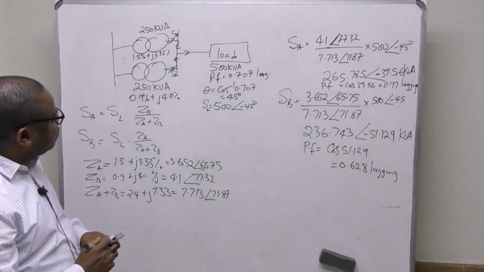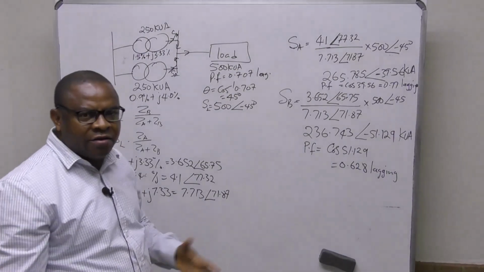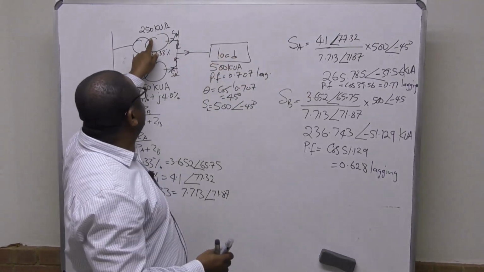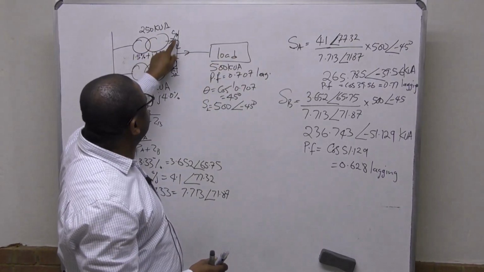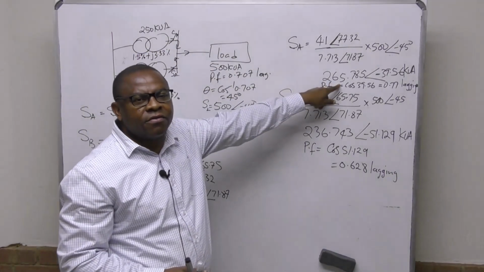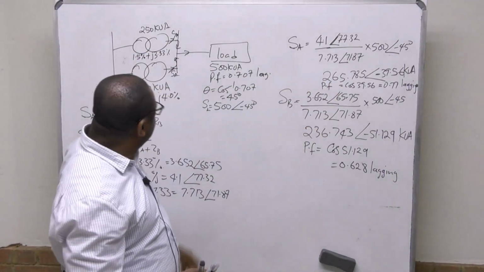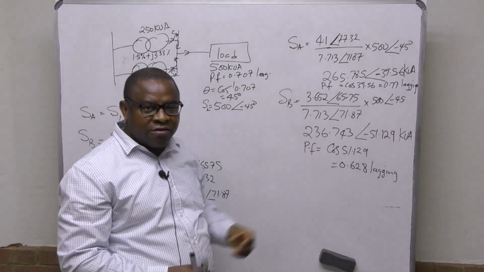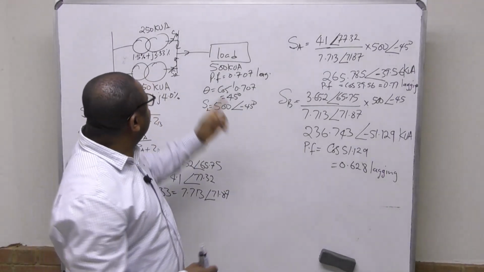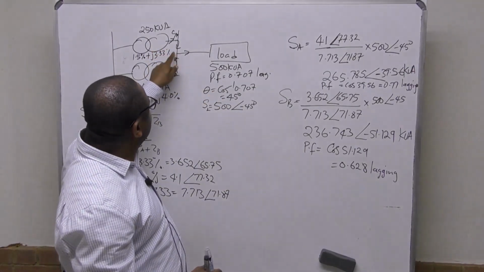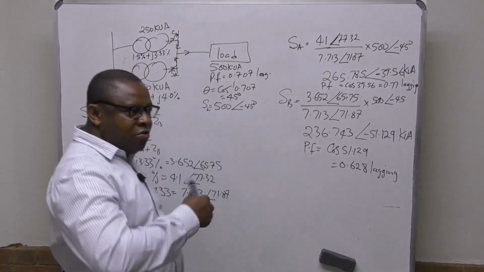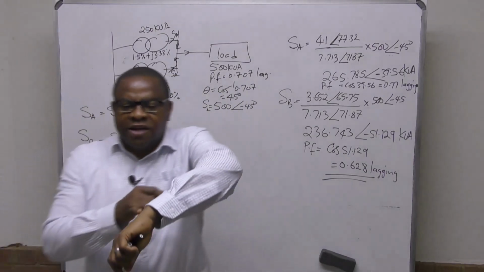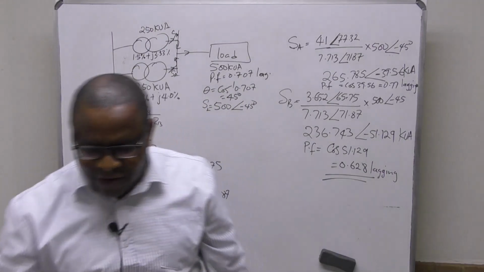So if you are asked to comment on these answers, remember this is rated 250, but you can see it's delivering 265. Okay, this is rated 250, but it's delivering 236. Can you see what the impedance of the transformer can do? Because of this impedance, you can see it's a little bit overloaded. Check your time. All right, you must check your time for me.